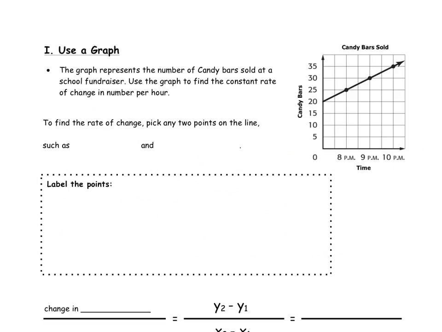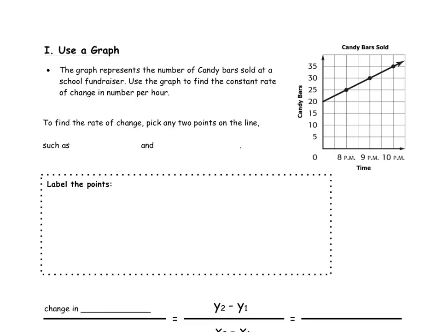Okay, on this example, though, we're going to use a graph this time, which is showing us quadrant 1. And in class, I told you that whenever you're looking at a graph and you want to know if this is something that's proportional, this graph actually doesn't even pass through the origin like it's supposed to, so this graph is not going to be proportional. All right, so let's go on and set this one up. It says the graph represents the number of candy bars sold at the school fundraiser. Use the graph to find the constant rate of change in numbers per hour.